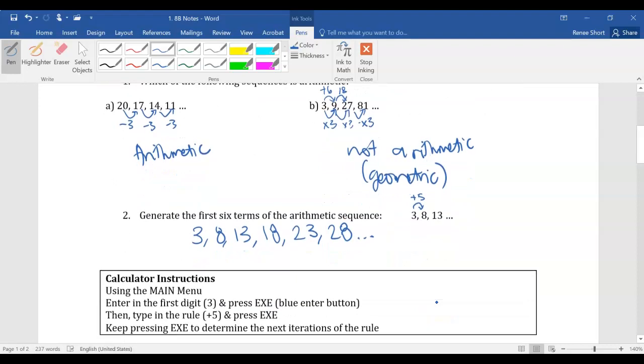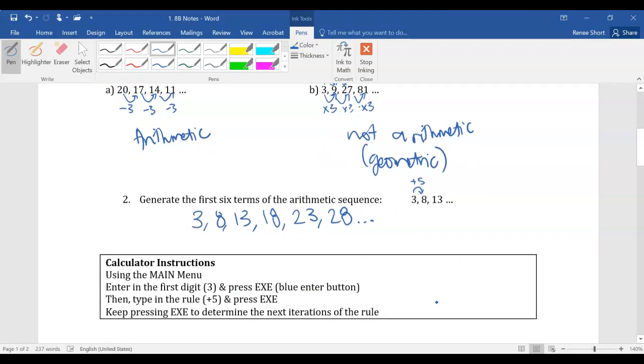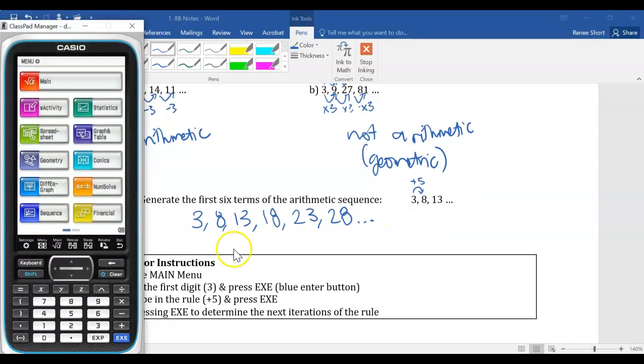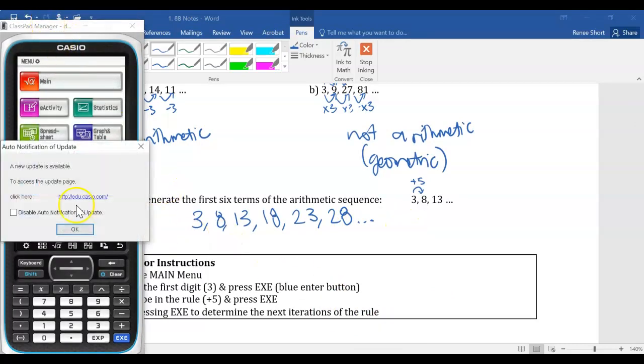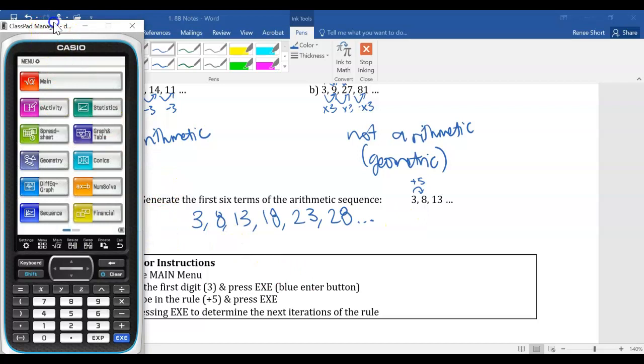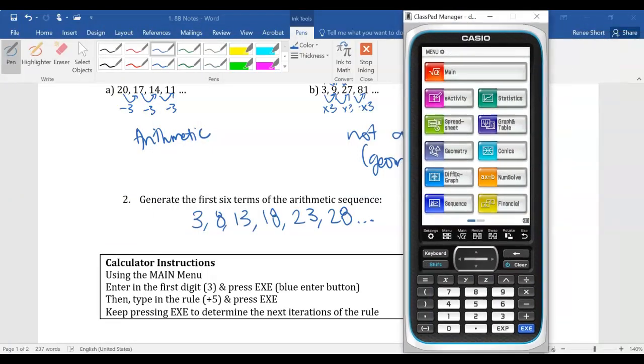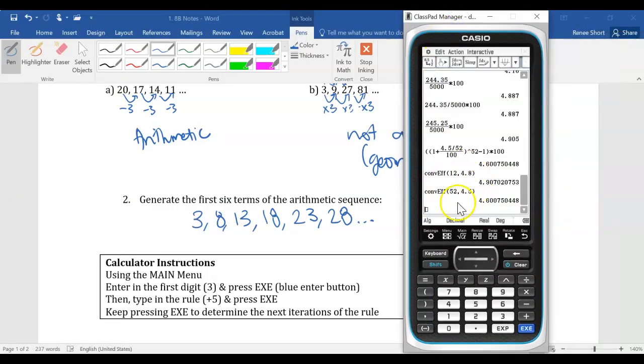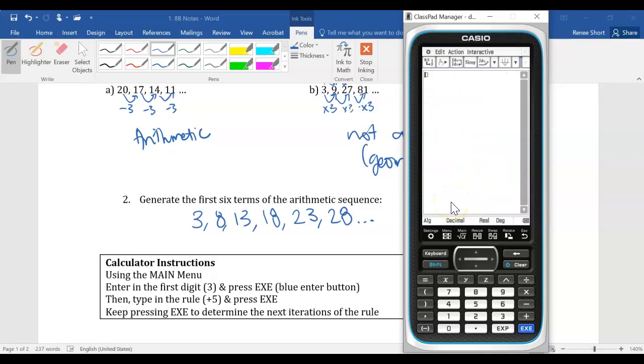What I can do though is actually get my calculator to make this happen. So I am going to show you how to do this. On your calculator, you want to be on the main menu. And what you first of all want to do is type in the first number that the sequence is starting with. So in this case, we want to type in 3, and we're just going to press this blue EXE button, which means enter.